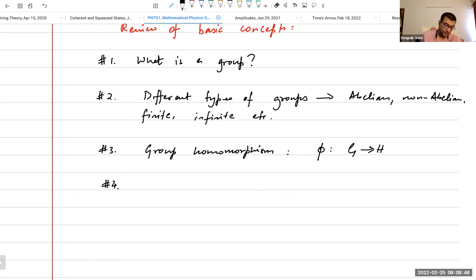Then we have the notion of a subgroup. So a subgroup of a group, as the name suggests, is a subset which satisfies all the group axioms. So it is a subset of a group which is itself a group.